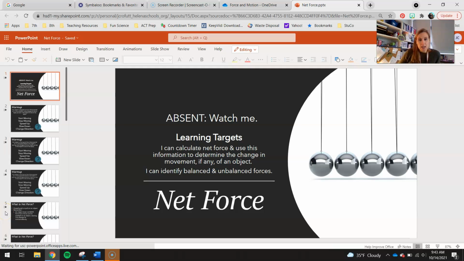Hey 8th graders, today's assignment is going over net force, so this really goes into our last 1.3 force and motion assignment that we did for Amplify. Your learning targets: I can calculate net force and use this information to determine the change in movement, if any, of an object, and I can identify balanced and unbalanced forces.